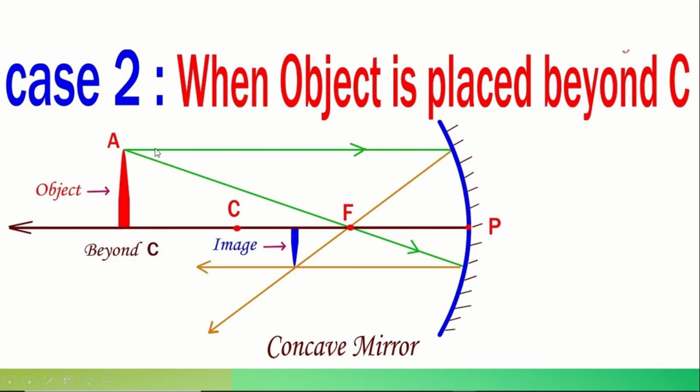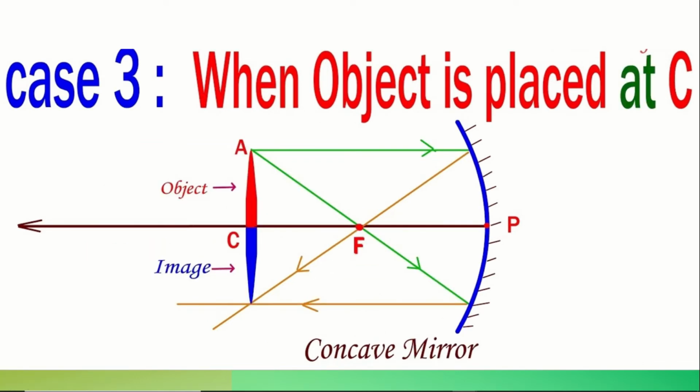So of the two rays, one is parallel to the principal axis and the other is moving onto the principal focus. When these two rays hit the surface of the concave mirror, they reflect, and both the reflected rays coincide at a certain point which is between C and F. This shows that when the object is placed beyond C, the image will always form between center of curvature and principal focus, that is between C and F.